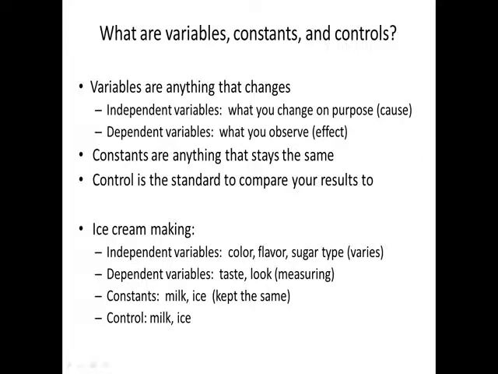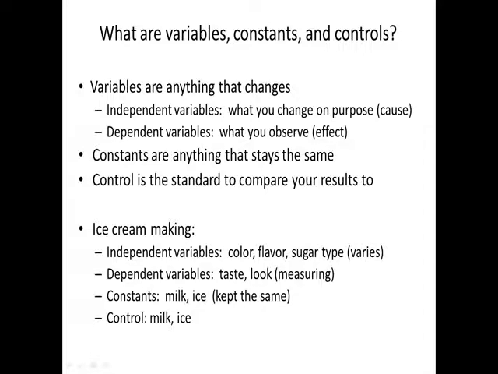An example to explain these concepts better is ice cream making. If you want to figure out how to make the best ice cream, you might change things like the color, flavor, or amount or type of sugar to try to get the best mix. Those are your independent variables because you're changing them on purpose. They will affect how your ice cream tastes and looks. The taste and appearance of your ice cream are the dependent variables that you will be measuring.